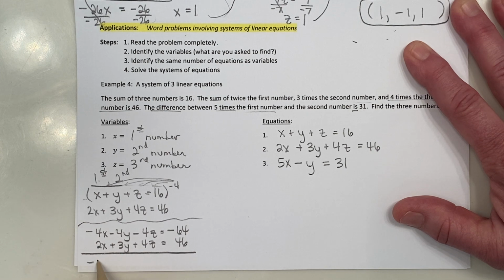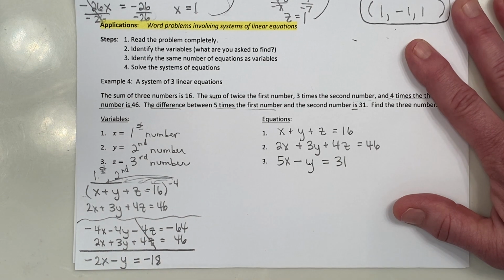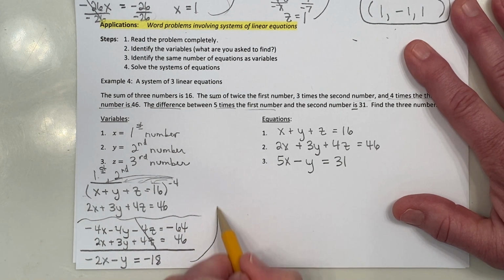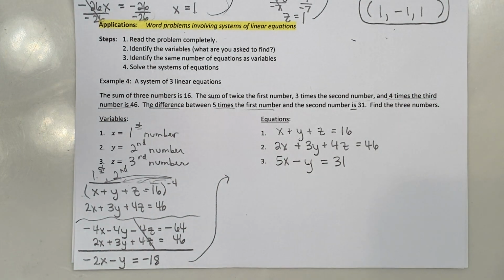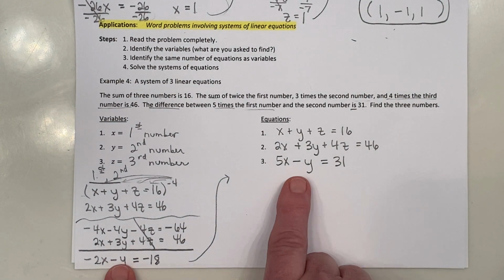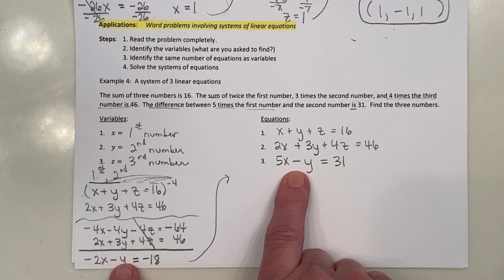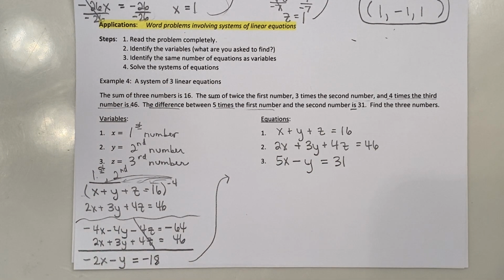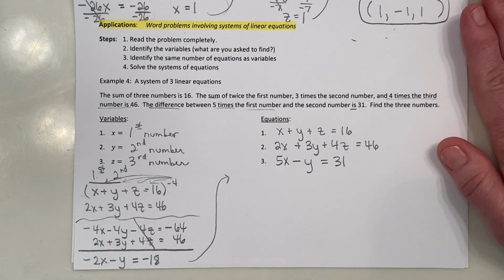Collecting down here, -2x. Collecting these two terms gives us -1y. Those eliminate, and use your calculator here, and I believe you're going to get -18. Are we done? No. But what we do have is we have these two equations that just have an x and a y in them. We'll put them together. We'll use the elimination method and continue solving for our answers.